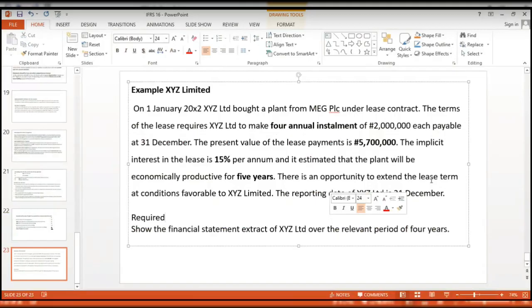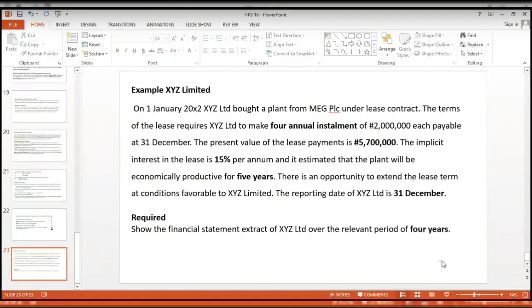So there's an opportunity to extend the lease term at a condition favorable to XYZ Limited. The reporting date of XYZ Limited is 31st December. You are required to show the financial statement extract of XYZ Limited over the relevant period of 4 years. Since the lease is for 4 years, we want to show the financial statement of 4 years.